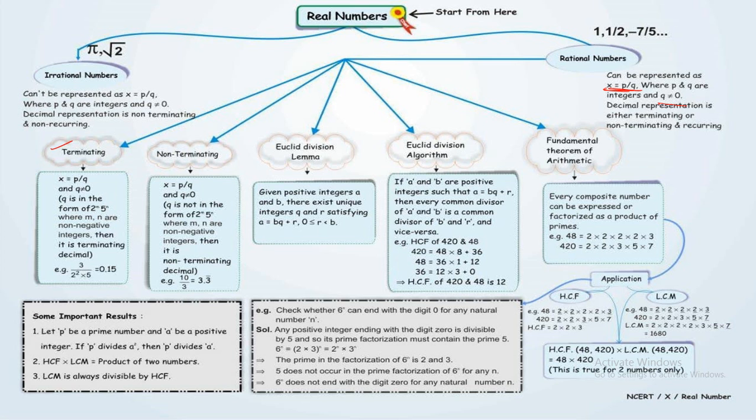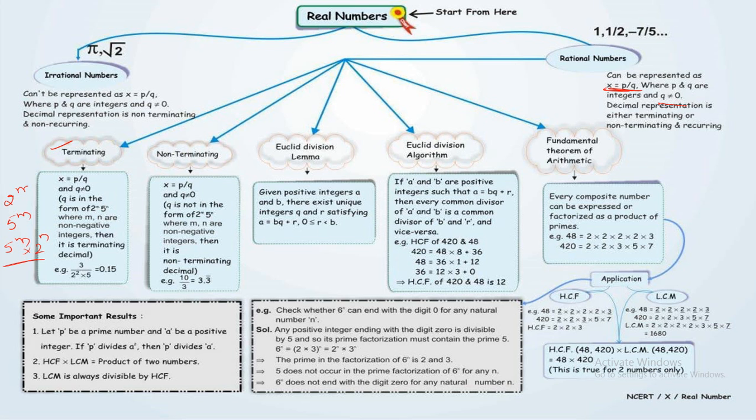So first one is terminating decimal. What is meant by terminating decimal? How can we identify it? If you have any number in the form of p by q, where p and q are integers and q not equal to 0, and if the denominator q is of the form 2 power n or 5 power m, or a combination of 2 power n into 5 power m, then we can simply say that it is a terminating decimal.